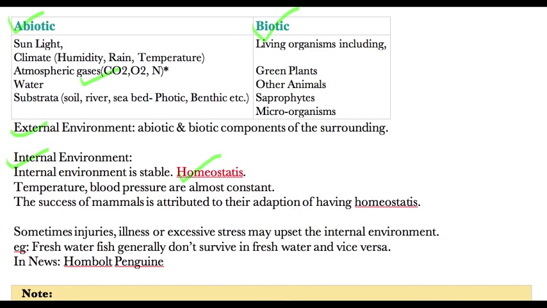Here we just need to understand that the body has a mechanism for dealing with variation in temperature and pressure outside its environment. The internal environment has a mechanism to keep the internal things almost constant, and that is called homeostasis. Temperature and blood pressure are almost constant in this. The success of mammals is attributed to their adaptation of having this homeostasis.